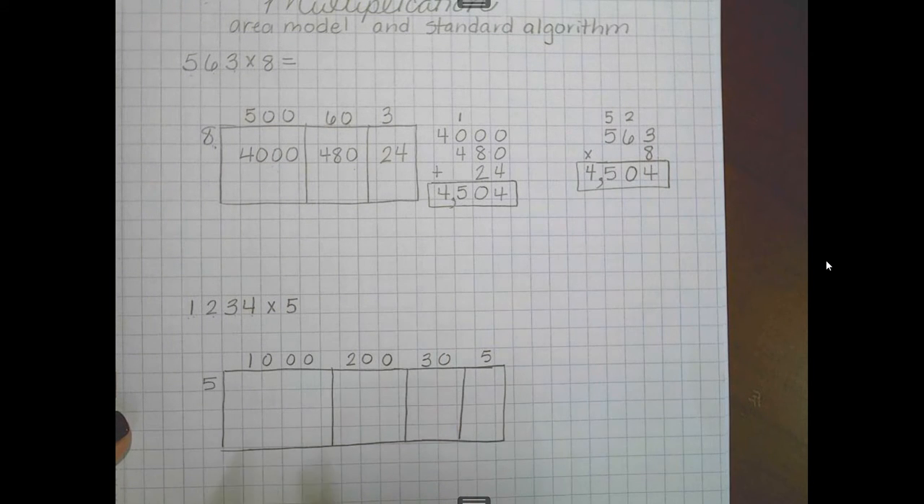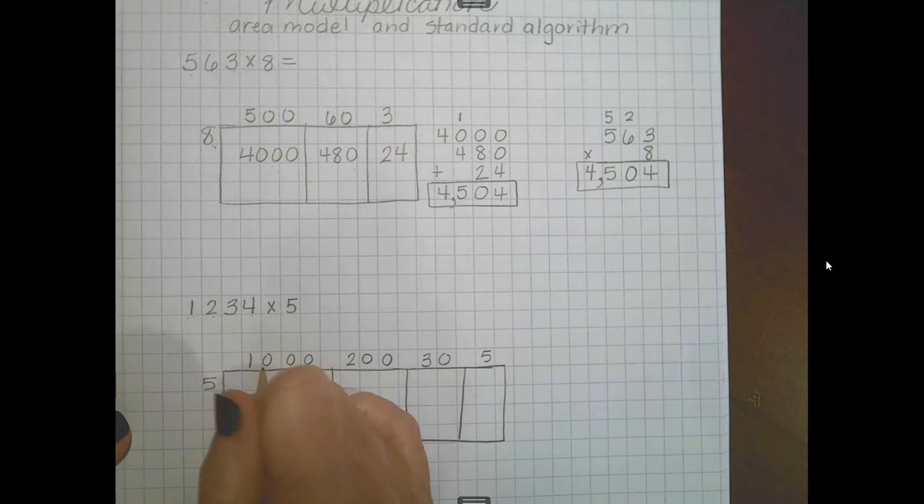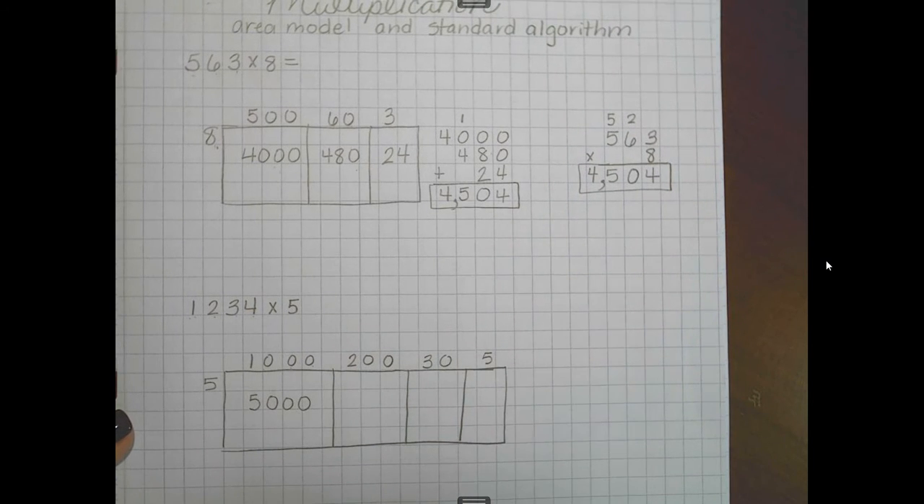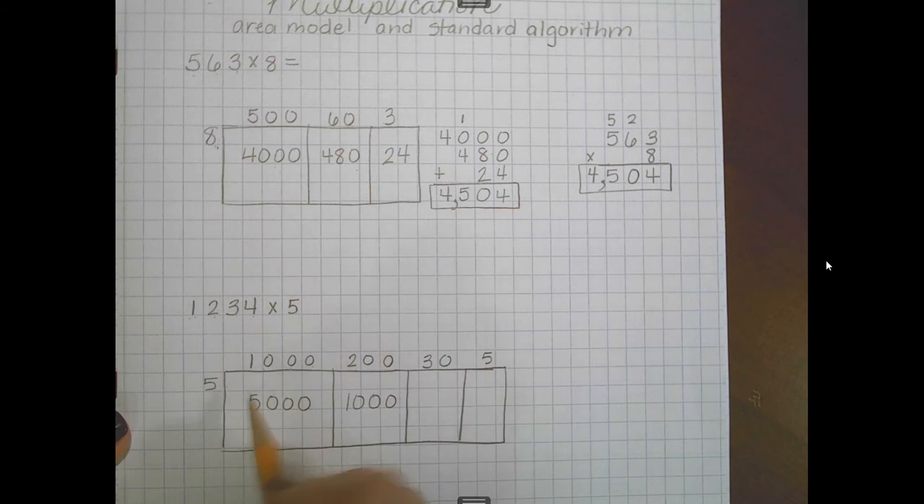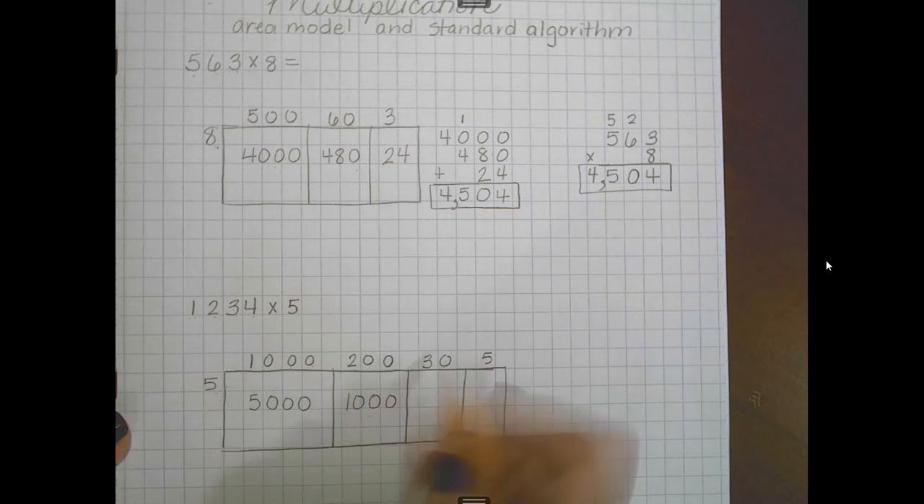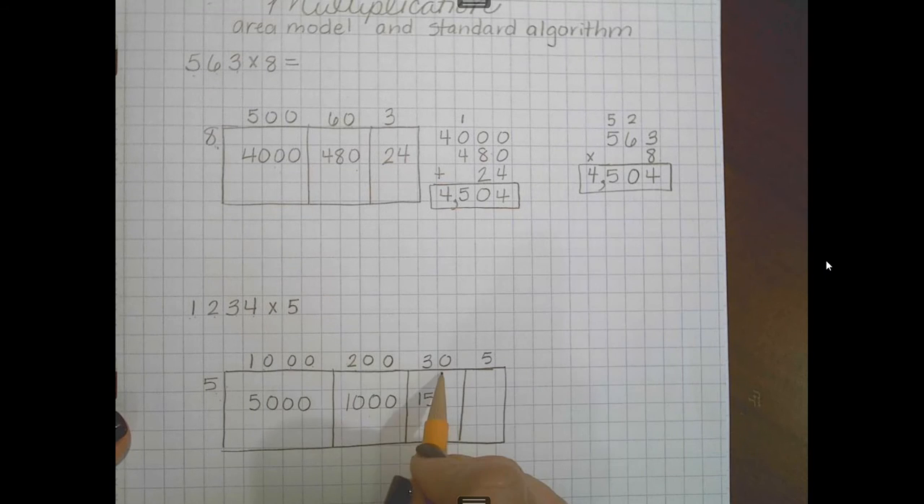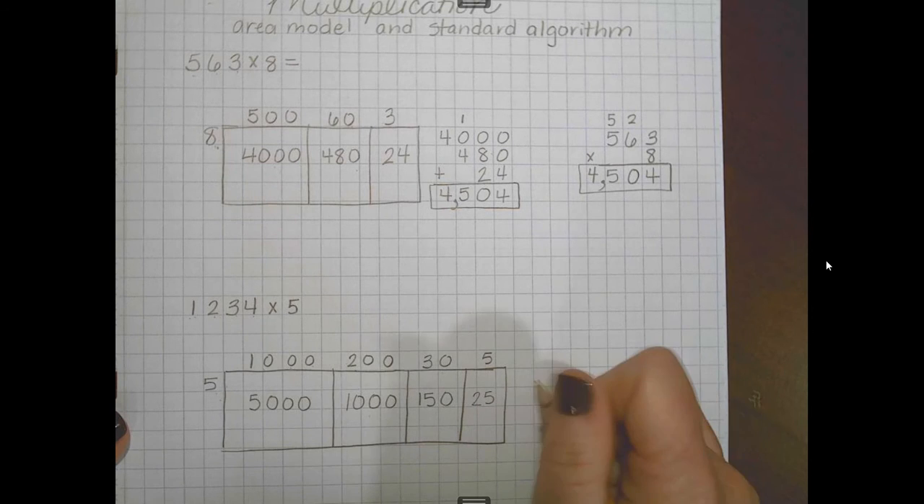All right, here we go. We're going to do some mental math. So I know 5 times 1 is 5. If I annex those 3 zeros in the factor, I get 5 times 1,000 is 5,000. I know 5 times 2 is 10. I have 2 zeros to annex. So that tells me that 5 times 200 is 1,000. 5 times 3 is 15. I have 1 zero to annex, so 5 times 30 is 150, and 5 times 5 is 25. So now I have 4 partial products to add.